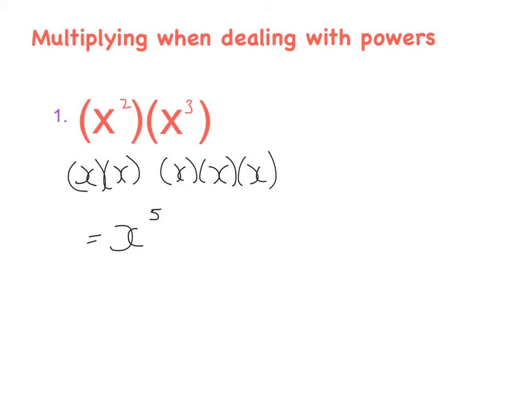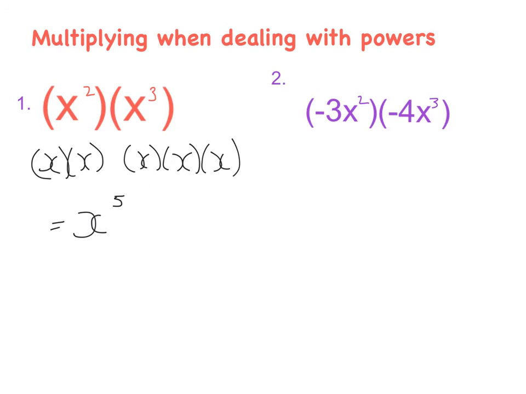And you know yourself that x by x by x by x by x is x to the power of 5. So when you're multiplying and you're dealing with things that have the same base, and I mean they have the same letter, x in both, you can just add the powers to get the answer. So we're going to look at one that's a little bit harder, but employs all of these ideas.